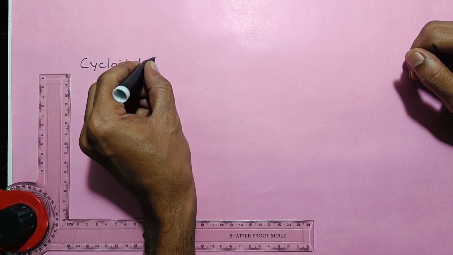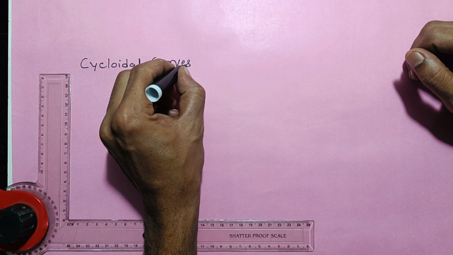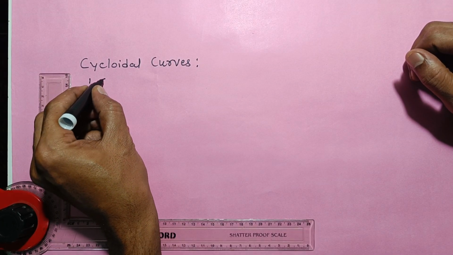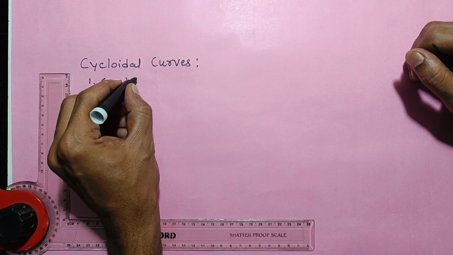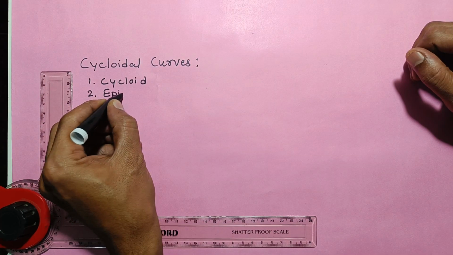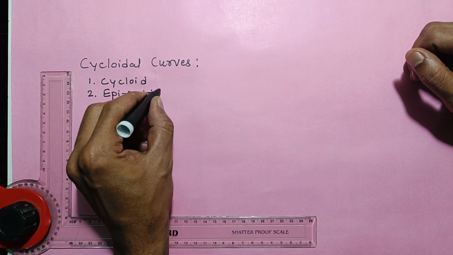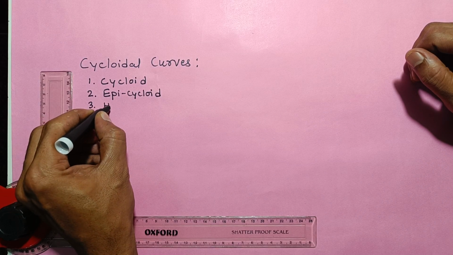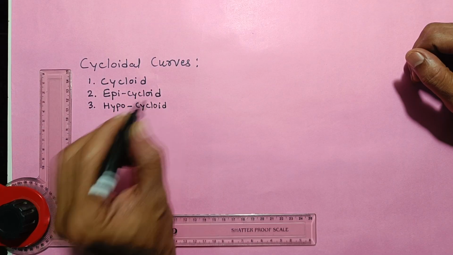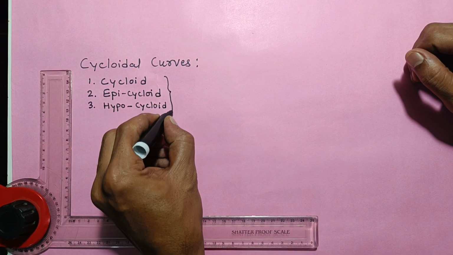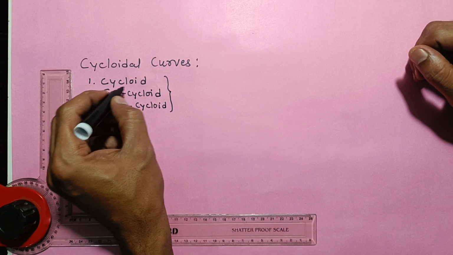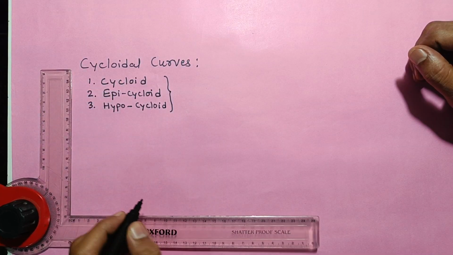So there are three types of cycloidal curves in engineering drawing. First one is cycloid, second one is epicycloid, and the third one is hypocycloid. Okay, so in many of the universities only these three curves will be contained in the syllabus. So first I will explain what is cycloid here.